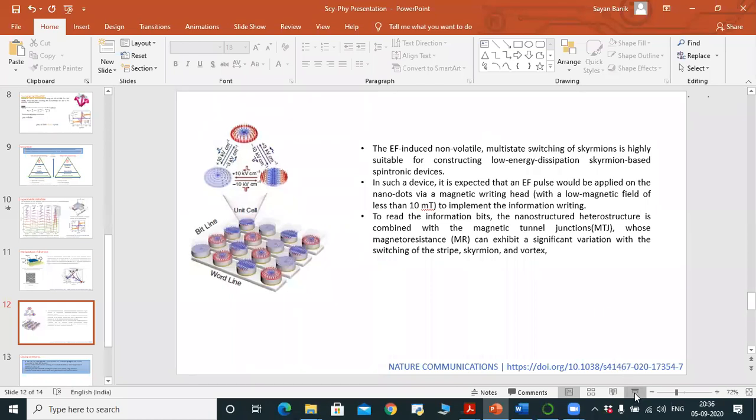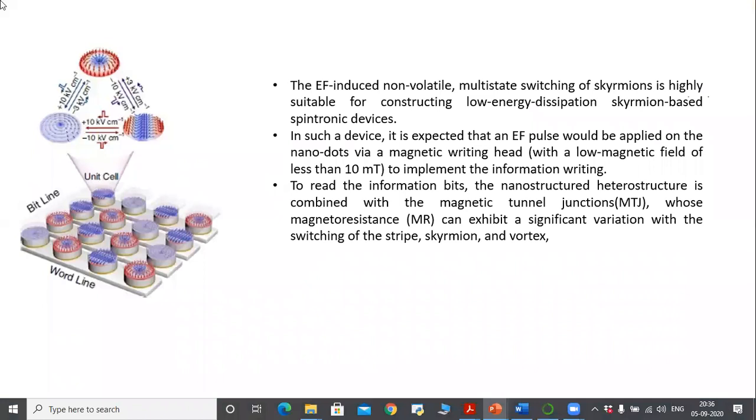Till now this technology has not been implemented, so I cannot tell you the exact amount of the energy differences. Okay, thank you, Sayan.